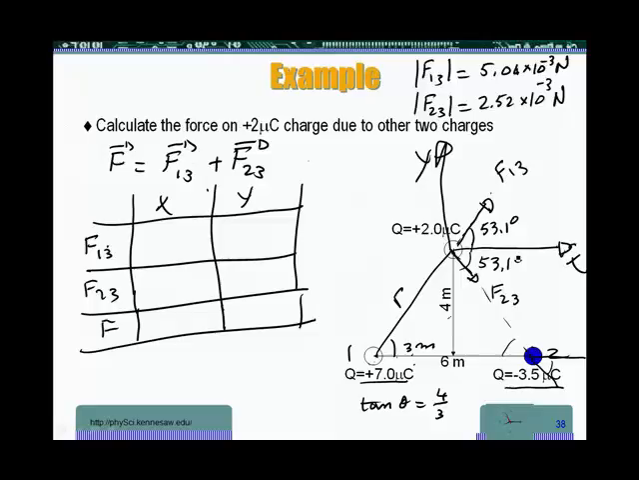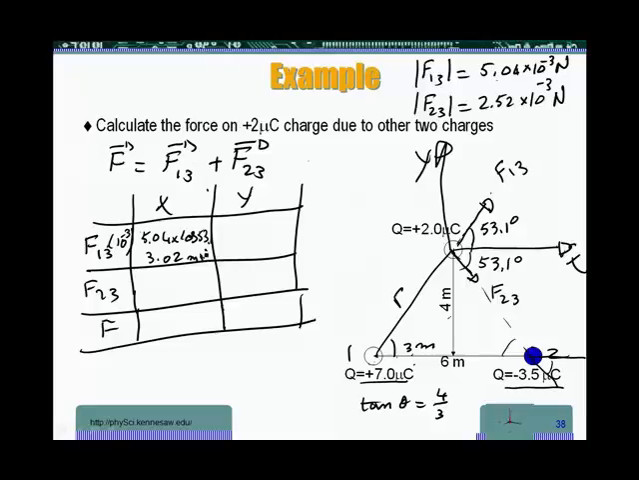Okay, now, so what's the x component of F13? Okay, you notice here it is positive, so it's going to be the 5.04 times 10 to the minus 3 times cosine of 53.1. So it's going to be, let me do the 10 to the minus 3 here so I don't have to carry it here. So it's going to be 5.04 times cosine of 53.1. And that's going to be, in our case, let's see, 3.02 millinewtons, since we have the 10 to the minus 3 there.